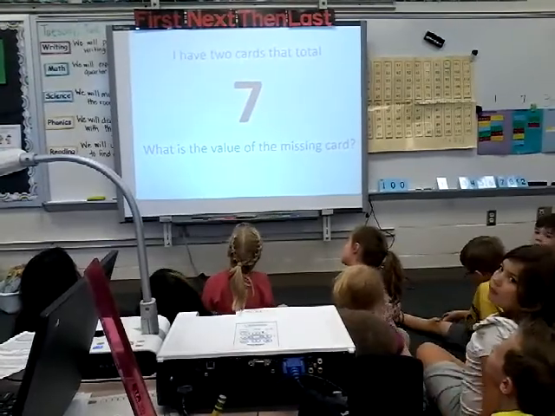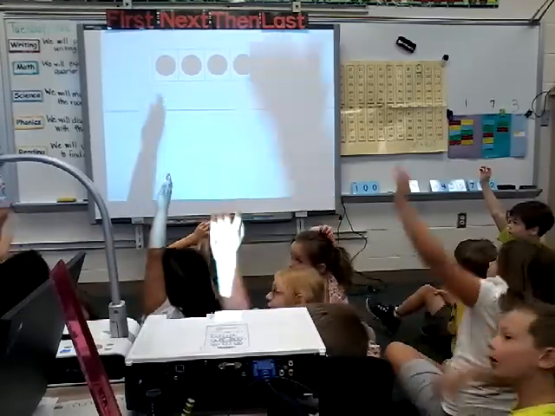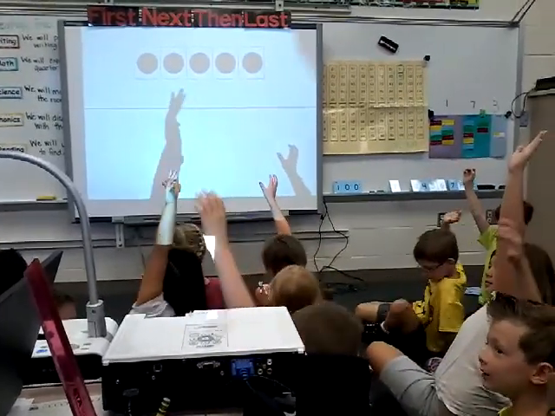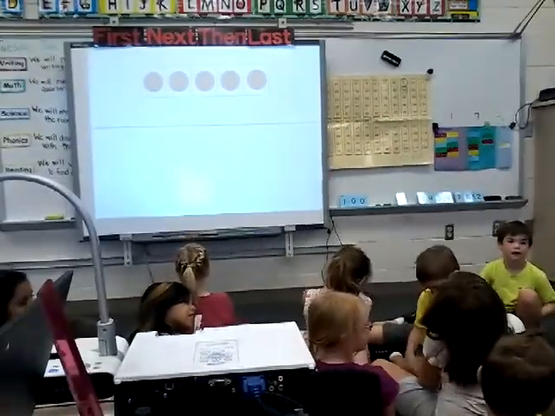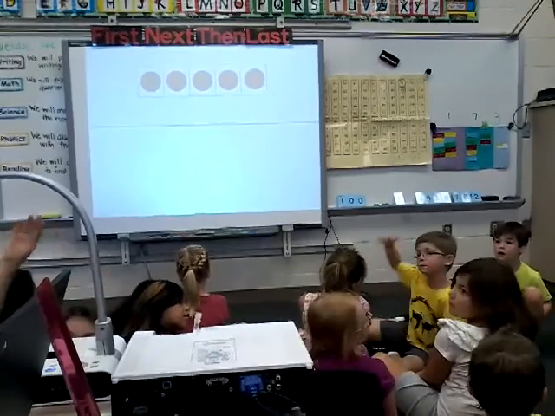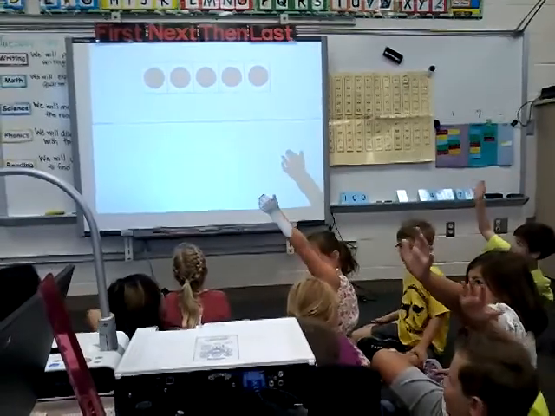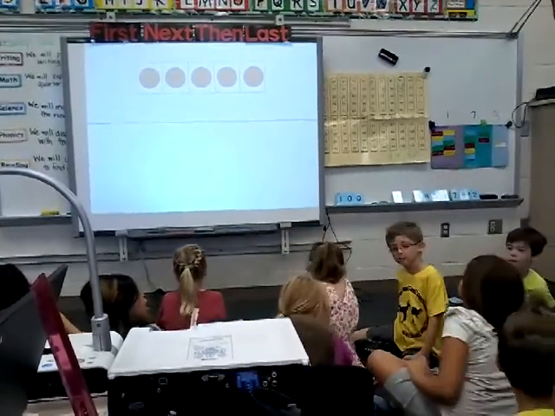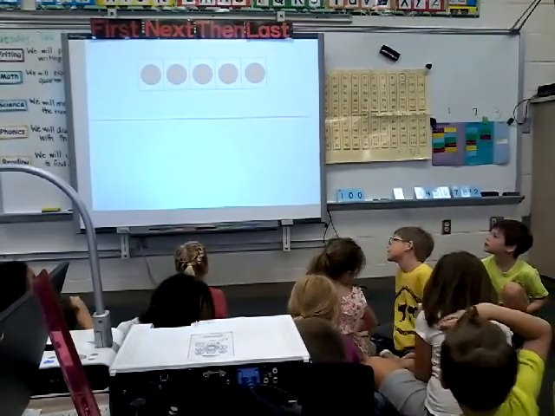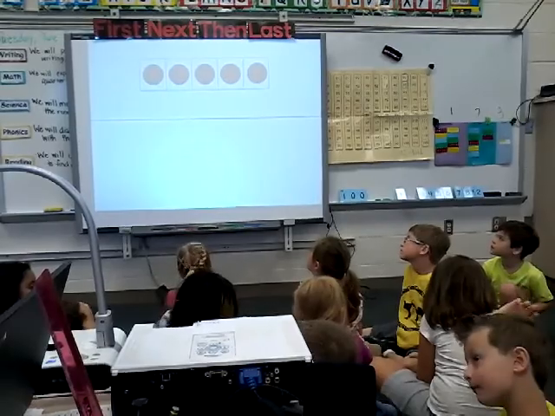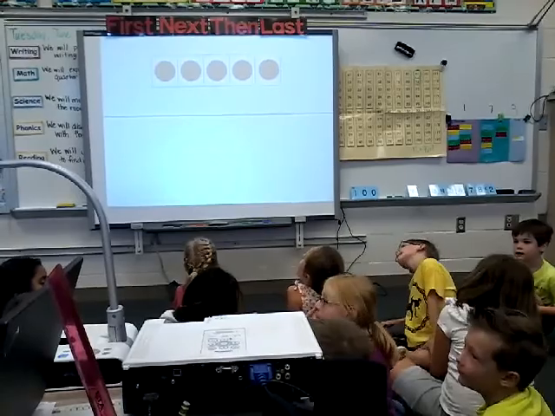Okay. I have 2 cards that total 7. What is the value of the missing card? Gabby. 2. How do you know? You count it on your fingers. Is there another way you can tell from looking at this? What does this look like? This reminds me of something. Blake, what does that visual remind you of? What does it look like? It does. And how many do you see at the top? 5. So how many more to make 7?